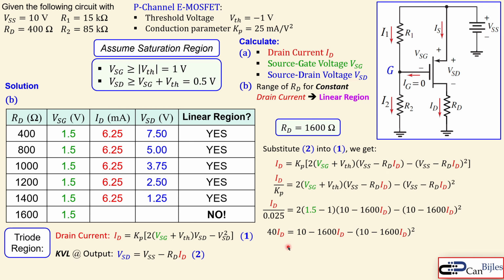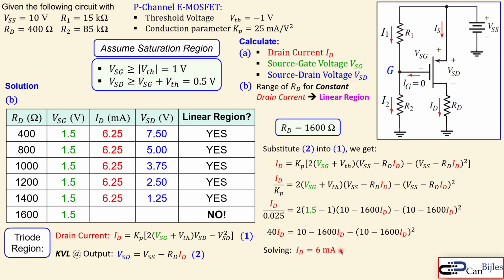You can of course simplify this one further, but you can just directly use the solver here and then solve that. That will give you for the ID drain current exactly 6 milliamps, a nice number. Now we have the new value for our drain current.